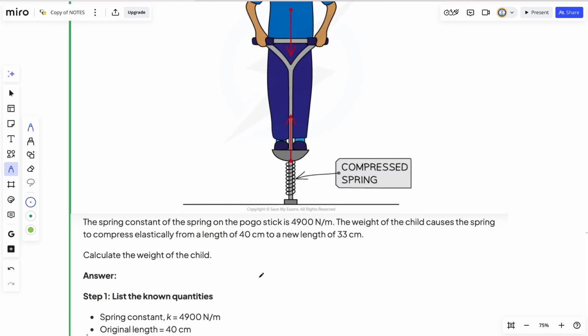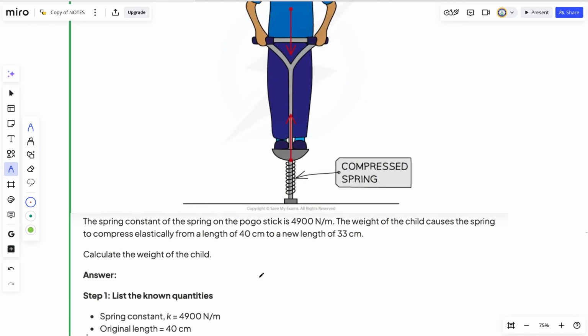Okay, now let's take a look at it. Say the spring constant of the spring on the pogo stick is 4,900. Now in this question they've given us the spring constant. They're giving us the value. Let's circle it and call it K. So this is our K. They've given us our K value, 4,900 Newton per meter, right?